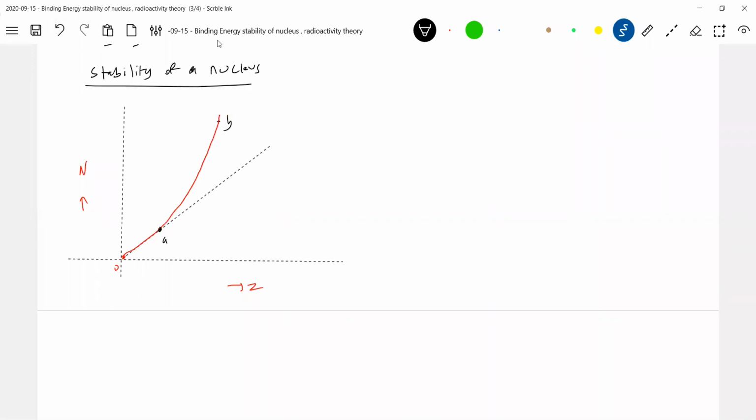So this is OA. Look at this, OA will become lighter nuclei. If you look at the lighter nuclei, they will have n equal to z. For lighter nuclei, for stability, they prefer n equal to z. Heavier nuclei, for stability, they prefer n greater than z.